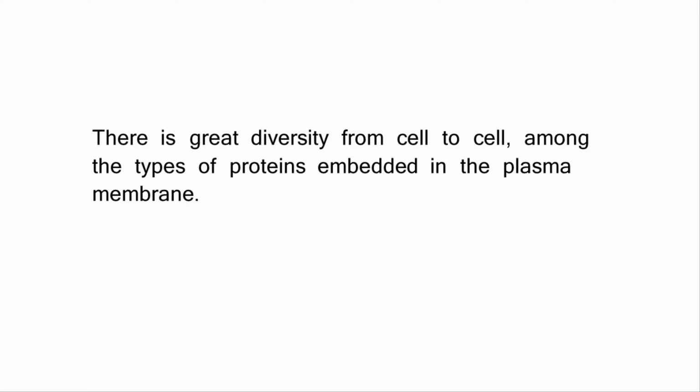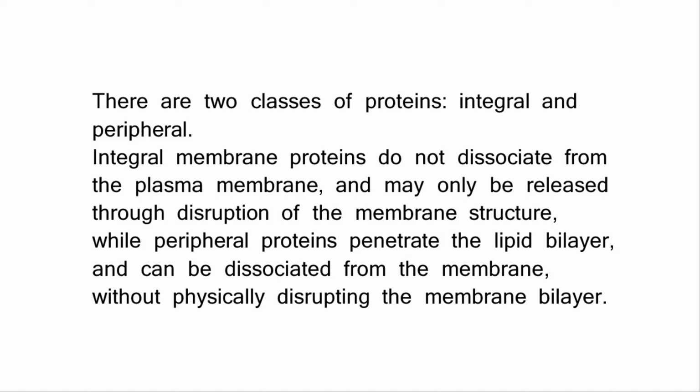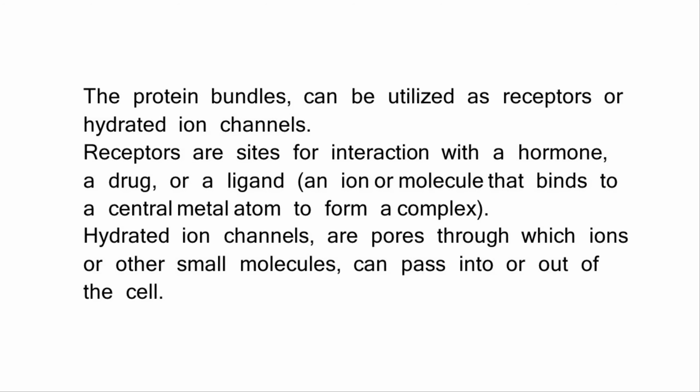There is great diversity from cell to cell among the types of proteins embedded in the plasma membrane. There are two classes of proteins, integral and peripheral. Integral membrane proteins do not dissociate from the plasma membrane, and may only be released through disruption of the membrane structure. While peripheral proteins penetrate the lipid bilayer, and can be dissociated from the membrane without physically disrupting the membrane bilayer. The protein bundles can be utilized as receptors or hydrated ion channels.